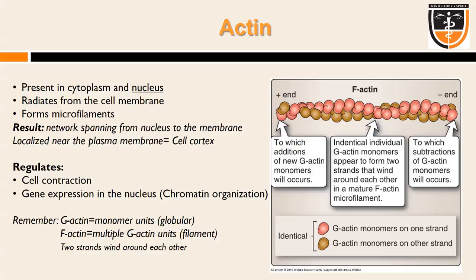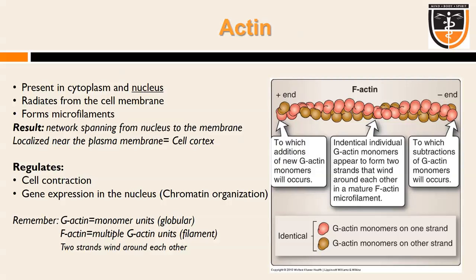Actin. Actin is the smallest of these, and actin is present in the cytoplasm and nucleus. Actin is all over because it is small. It provides structural support. It radiates from the cell membrane and forms the microfilaments throughout the cell, these tiny, small filaments that provide support to the cell. They form a network that spans all the way from the nucleus to the membrane, and importantly, there is tons of actin just under the membrane. This actin provides structural support to the membrane, and this area is known as the cell cortex, the most dense area of actin just under the cellular membrane.